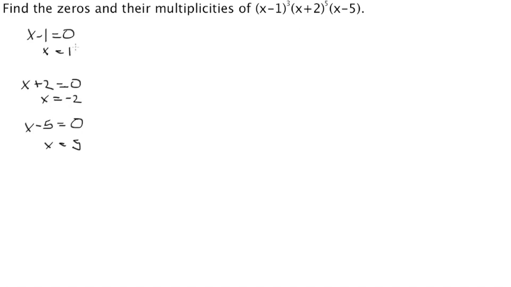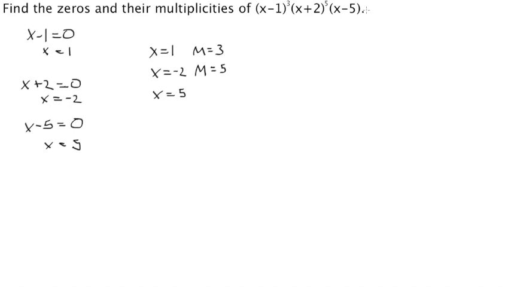The multiplicities are going to be the exponents of the corresponding factors. So the multiplicity of 1 is going to be 3. So x equals 1 is a zero, and for the multiplicity, you can just put m3 in this case. So the multiplicity here is 3. X equals negative 2 is our next zero. The exponent of x plus 2 is 5, so the multiplicity of this zero is just going to be 5. And last but not least, x equals 5 is a zero.